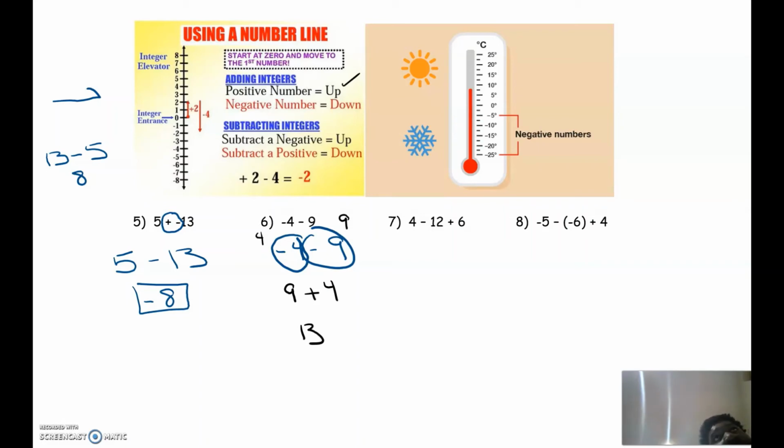The last step is to take the sign of the number that had the greater absolute value. When we compare 4 and 9, the number that had the greater absolute value came from this side. So we take that negative sign and we attach it to our final result.